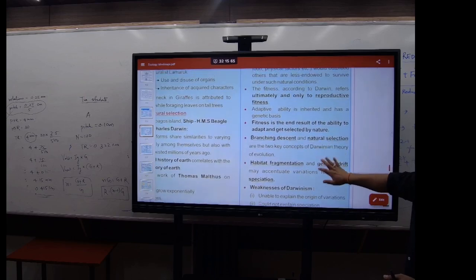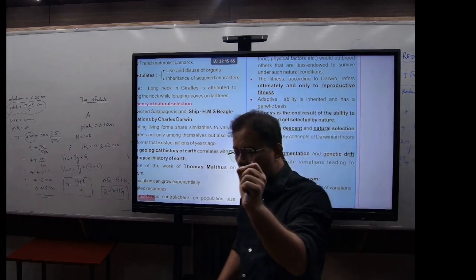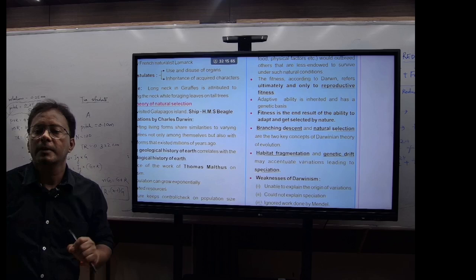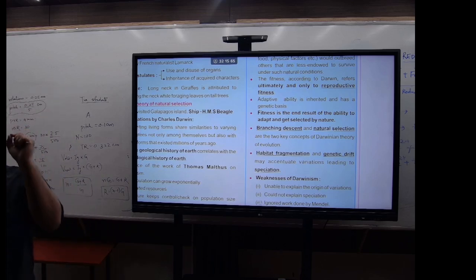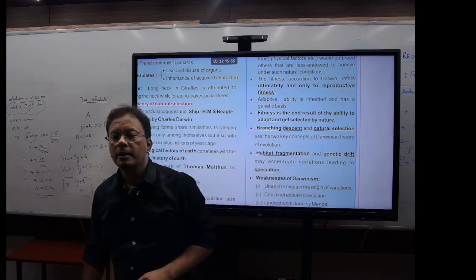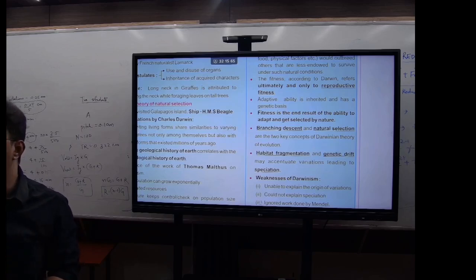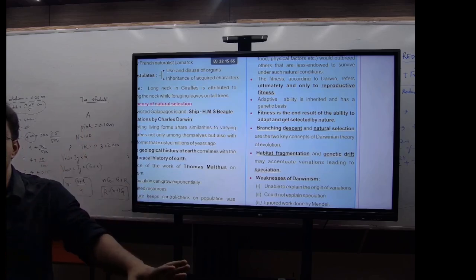So according to Darwin, he used the one single word here, fitness. According to Darwin, fitness means, what is it? Reproductive fitness. That organism that can leave more progeny means it is fit enough to survive.